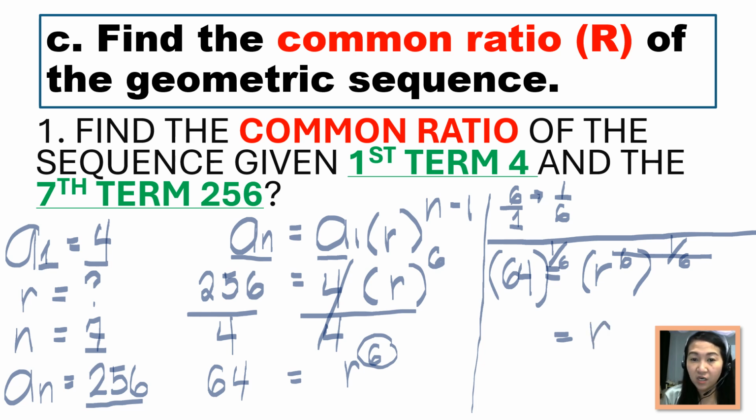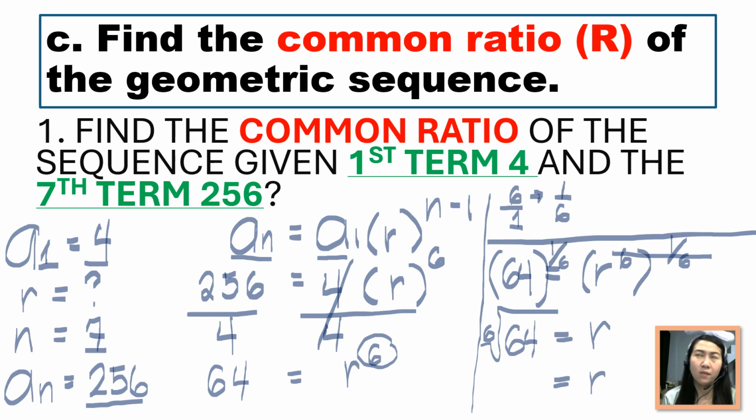Now we have here 64 raised to 1/6. What do we mean by this? It means that we need to write this number inside a radical sign, wherein your denominator, which is 6, will be your index. So it will become the 6th root of 64. And your numerator will be the exponent of the radicand, but since it's just 1, we don't need to place it here. So that is the 6th root of 64.